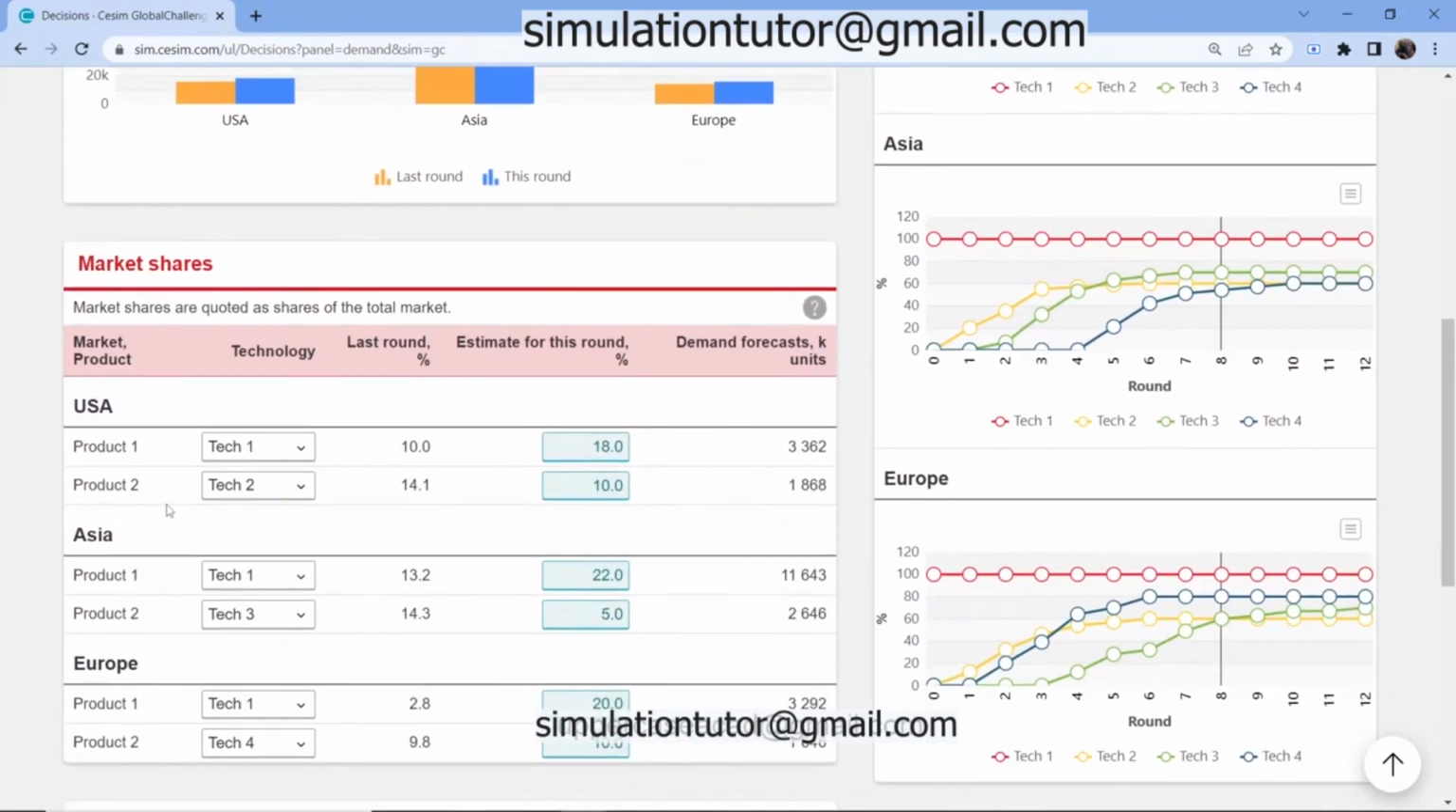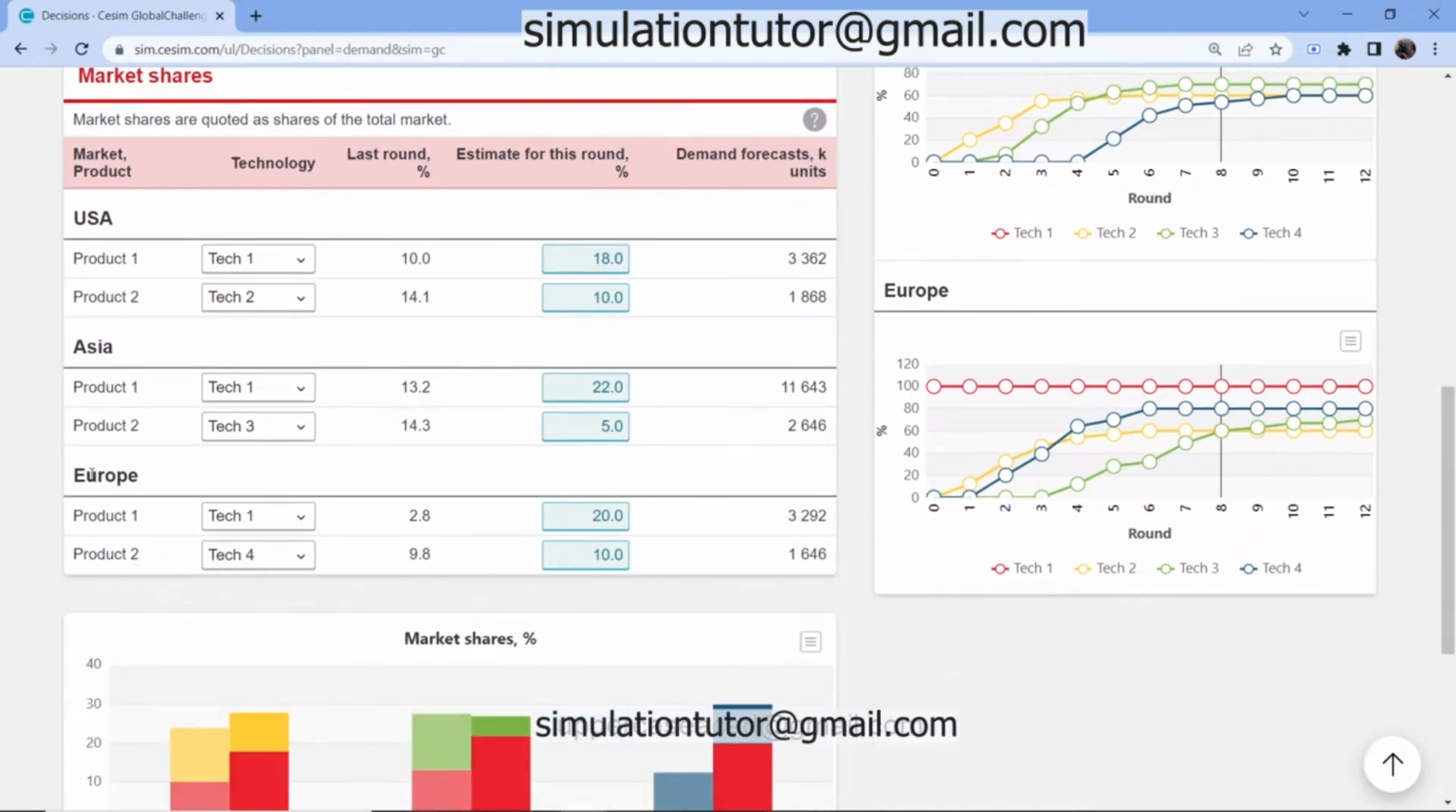Down below, we have the market share, and the market share is the estimated sell demand. You can only sell two products in each of the three markets. So in USA, you can only sell two products. Again, in Asia, you can only sell two products. And also in Europe, you can only sell two products. If you want to sell a product, develop it first in research and development, because if you don't have any product, you will not have anything to sell.